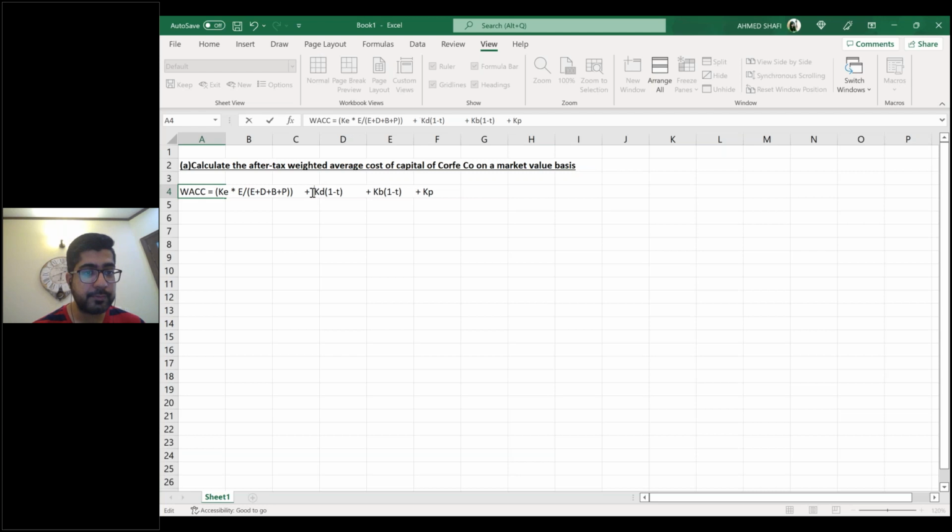Then the cost of debt will only come on the debt portion. The debt portion will be D over all 4. Then the cost of bank loan will only come on the bank loan portion. If the company is financed from 4 sources, the bank loan portion will be B over all 4. And KP, the 4th cost the company has to bear, is only on the preference share portion, which is P over all 4.